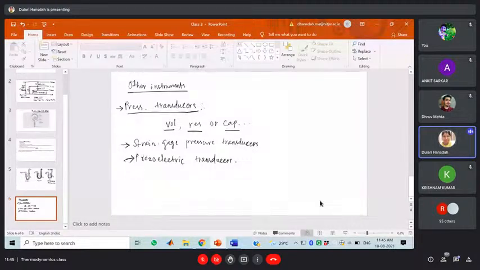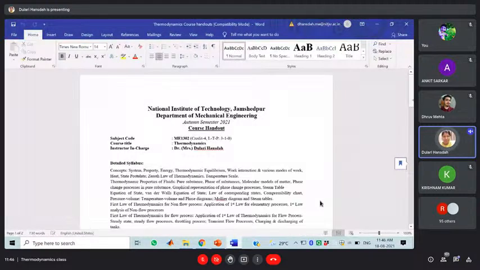Okay, so these are the two basic properties which I have discussed with you. One is your temperature, another one is the pressure. I have discussed the different instruments used to measure these properties. Okay. So next class we will continue from the pure substance. I think all of you have purchased your steam table so that we can solve some problems during our class.